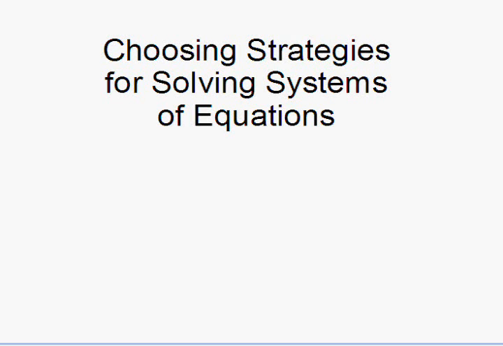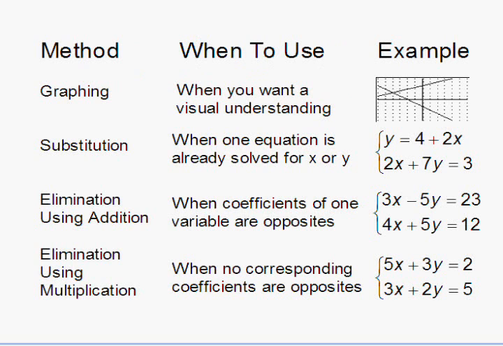This lesson is on choosing strategies for solving systems of equations. You have 4 methods to solve systems of equations. Use the graphing method when you want a visual understanding of the solution as a point of intersection. When one equation is already solved for x or y, you would want to use substitution. In other words, when one of the equations reads x equals or y equals, use substitution.